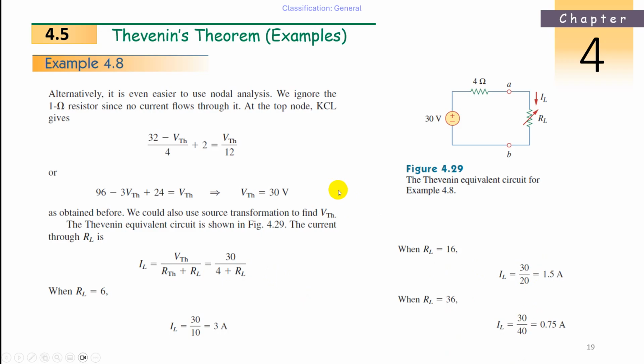So like this, we have to calculate the different load currents when only the load resistance is changing. This is generally useful in your communication circuits, by varying the resistance, how the communication signal will be improved, like that.